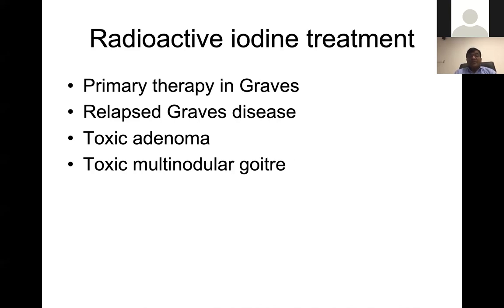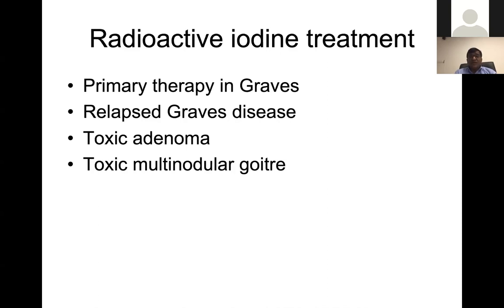But when it comes to toxic adenoma and toxic multinodular goiter, they will usually never go into spontaneous remission. So we need to think about definitive therapy from an early stage. After controlling the thyroid overactivity, radioactive iodine treatment is preferred in toxic adenoma, because usually in toxic adenoma the goiter is not very large.